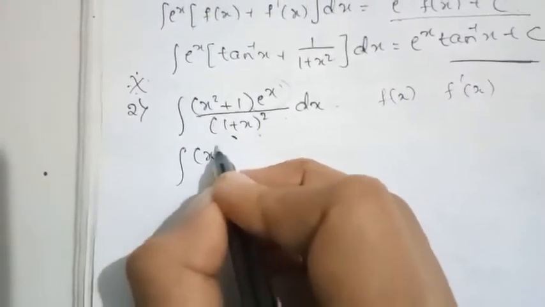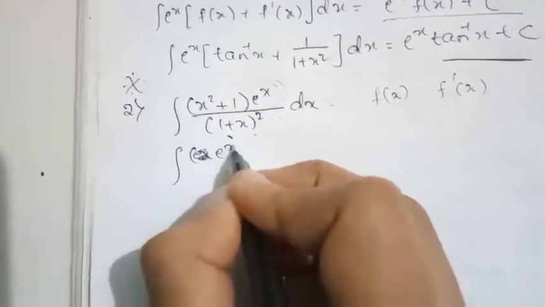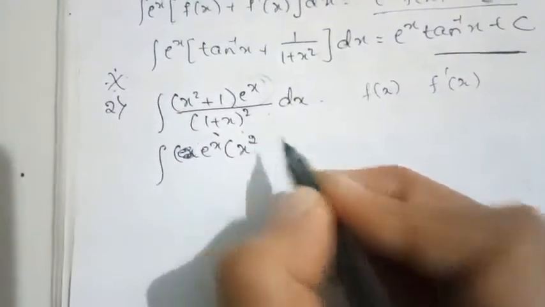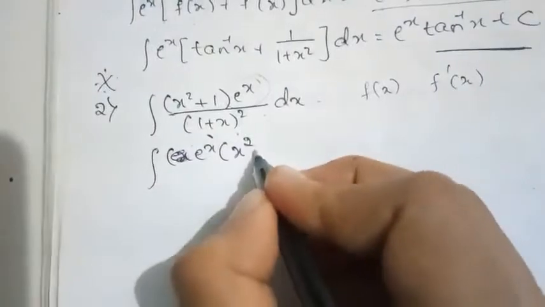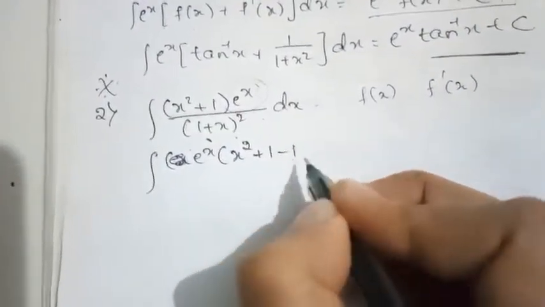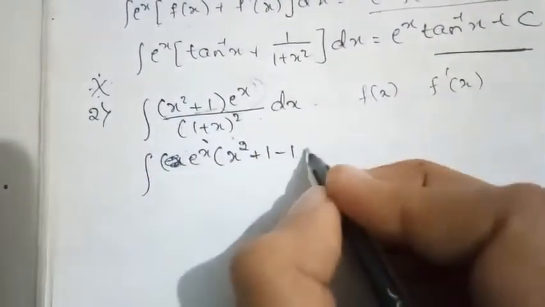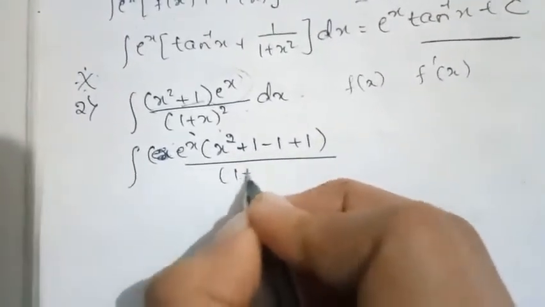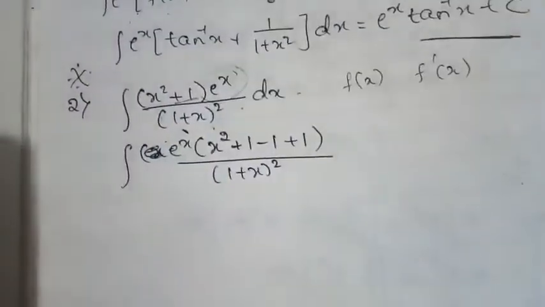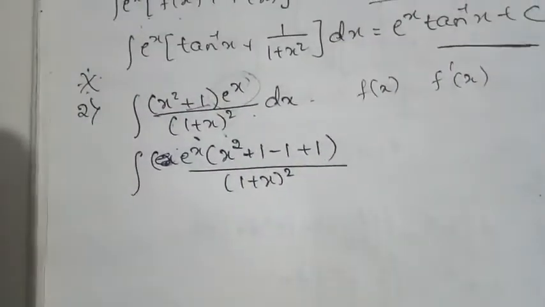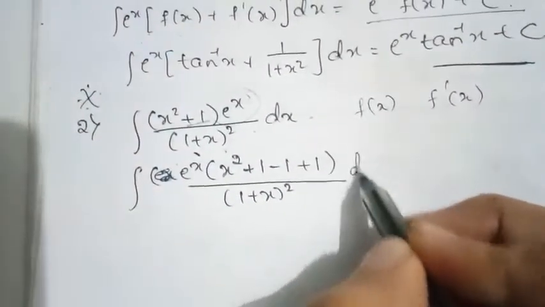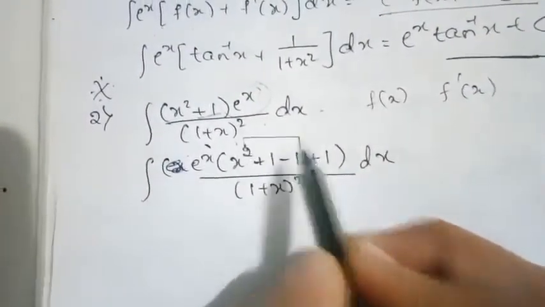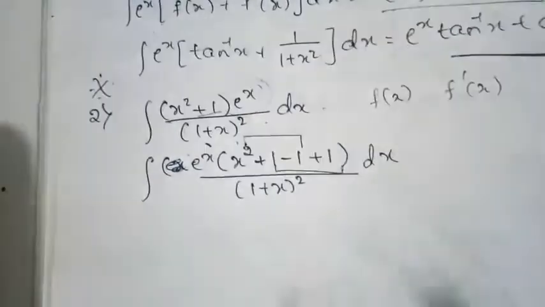So I am writing e power x first itself. So x square plus 1. What I am doing here is, x square, I am adding and subtracting 1. I am adding 1, subtracting 1. Along with that, already there was plus 1. Plus 1 divided by 1 plus x whole square. So I got like this. Now what I will do is that I will merge x square minus 1 together and 1 plus 1 together.